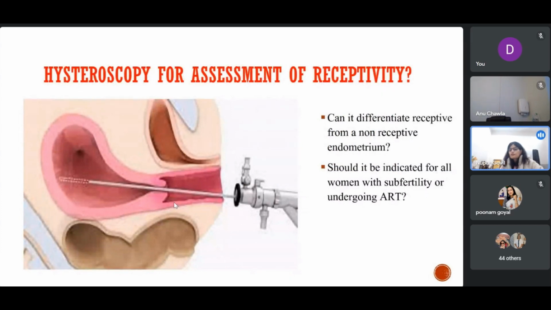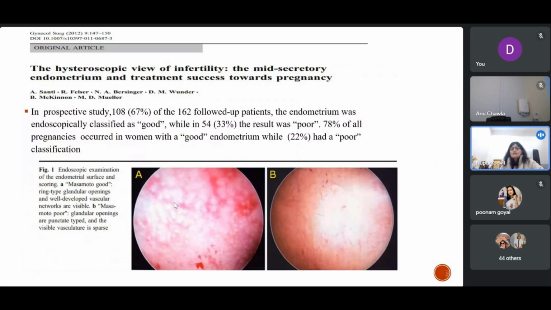So again, hysteroscopy is very commonly used by the reproductive medicine specialist. Can it differentiate a receptive from a non-receptive endometrium? Should it be indicated for all women with subfertility undergoing ART? So this was a study done by Santi et al.